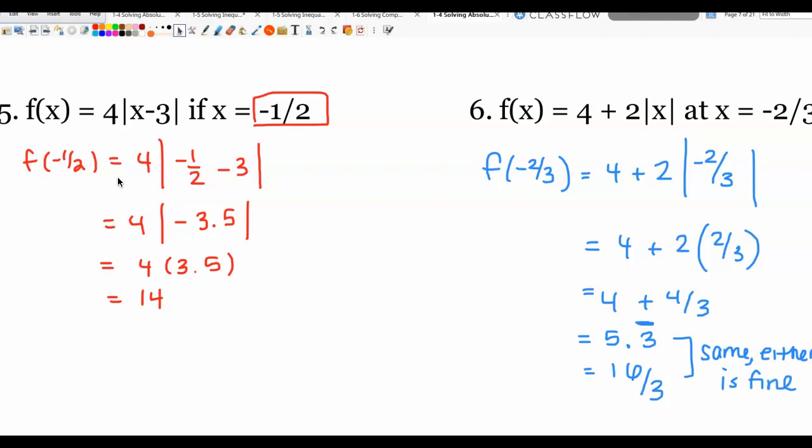These are the same, and either is fine. I don't care if you give me the decimal, you just need to make sure you have the repeating, or if you give me the fraction.